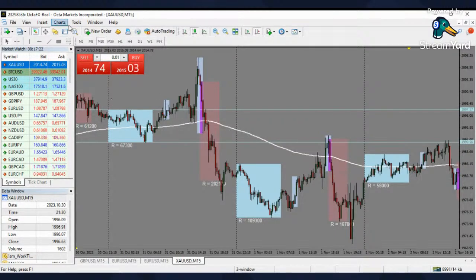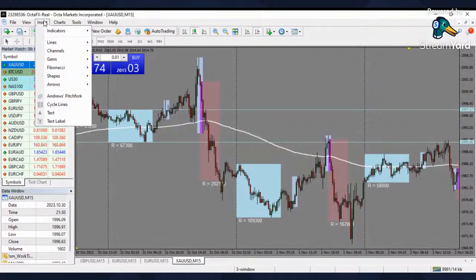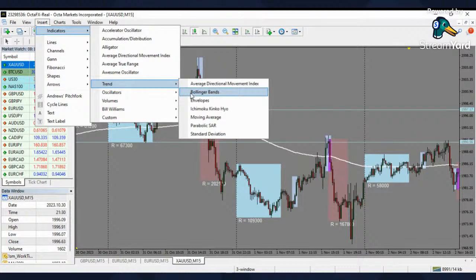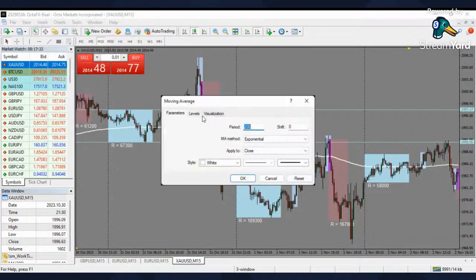Now the way to install your 200 EMA is to go to Insert, click on Indicators, click on Trend, then look for moving average. Especially if you are new to the two line strategy, you have to watch this video again. On the period, you write 200. The shift is 0. The MA method is exponential, and you apply to close. The style is color white, right? Then you click OK, and that will be all.